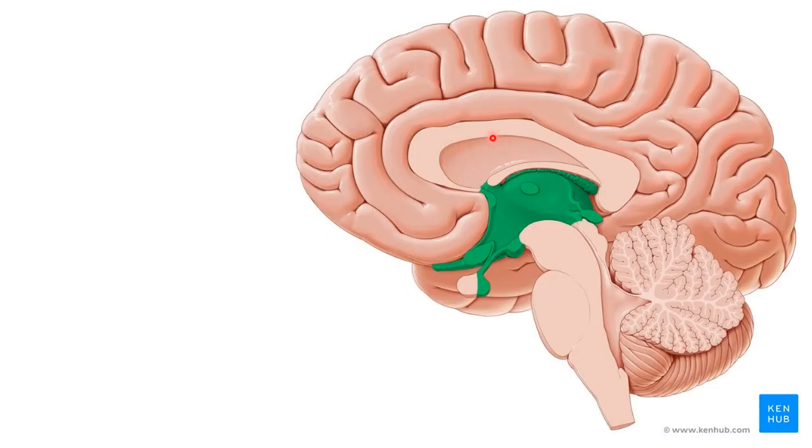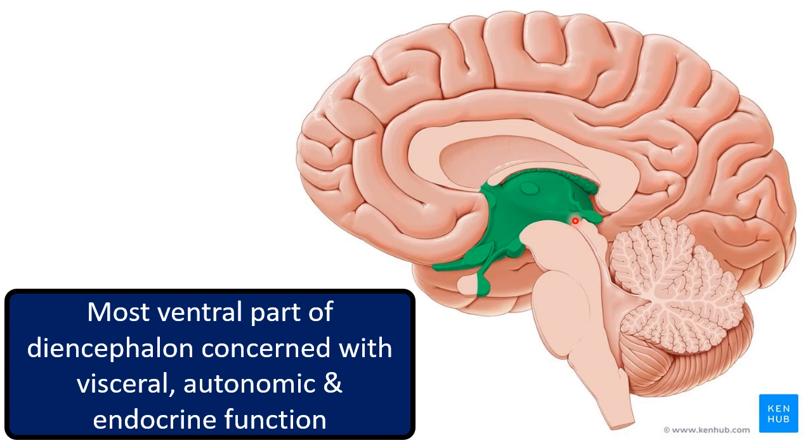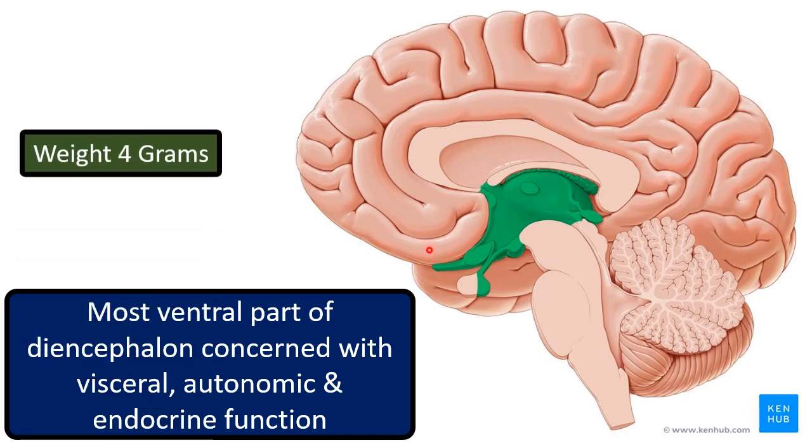Now, what is the location of the hypothalamus? Let us see. It is the most ventral part of the diencephalon, concerned with visceral, autonomic and endocrine functions. So this is the ventral part and here you can see the dorsal part. These two parts are divided by the hypothalamic sulcus. Just below the thalamus you can identify the sulcus called the hypothalamic sulcus. That sulcus divides the diencephalon into an anterior part and a posterior part.